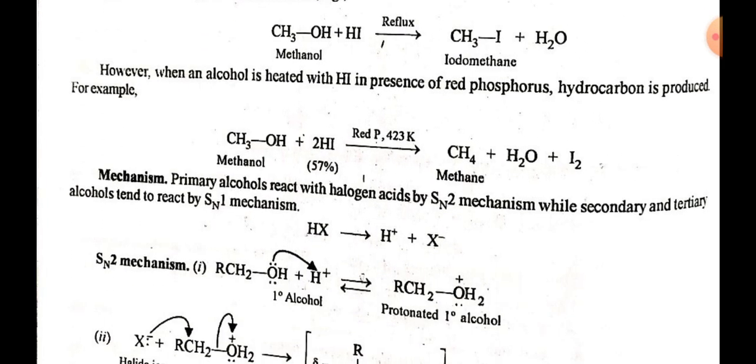Look carefully now. Mechanism: primary alcohols react with halogen acids by SN2 mechanism, while secondary and tertiary alcohols tend to react by SN1 mechanism. The halogen acid will give H+ ion and X negative ion. The reaction proceeds by SN2 mechanism.